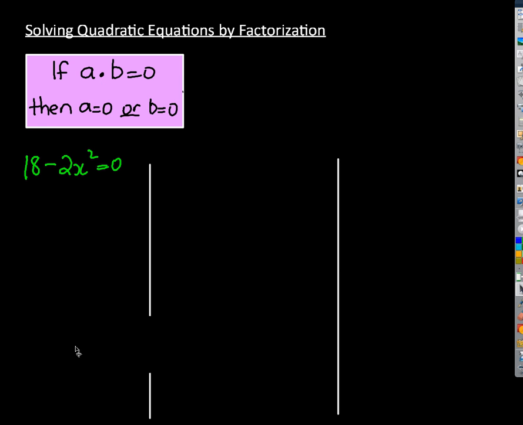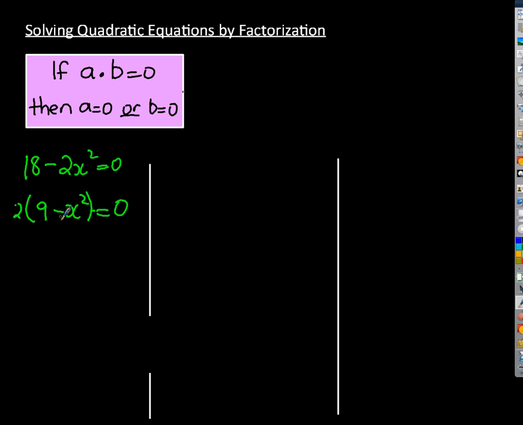18 minus 2x squared equals 0. So what we've got to do here is remember some of our factorisation skills. So one of the first things we need to think of is, is there any common factor? We've got a binomial here. Well, we have 18 and 2, so we could take a 2 out as a common factor there. So we're left with 9 minus x squared equals 0.